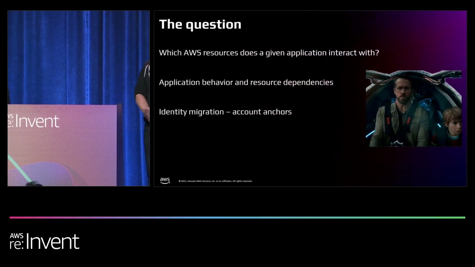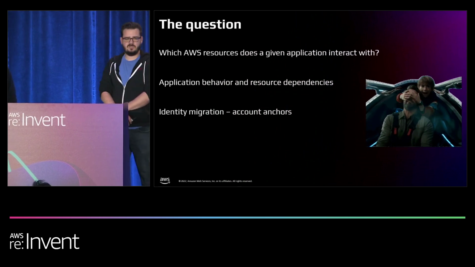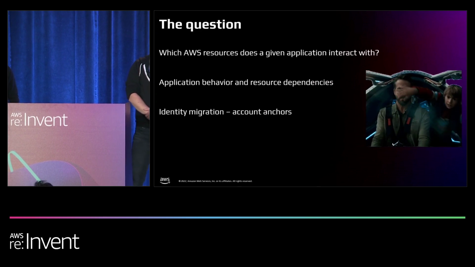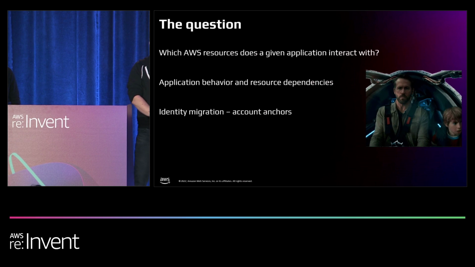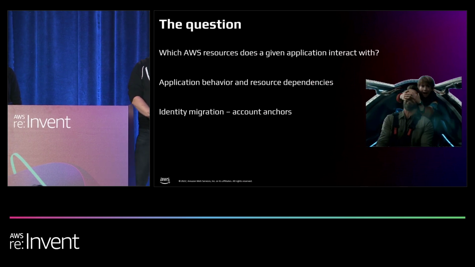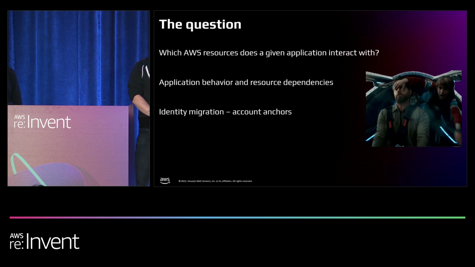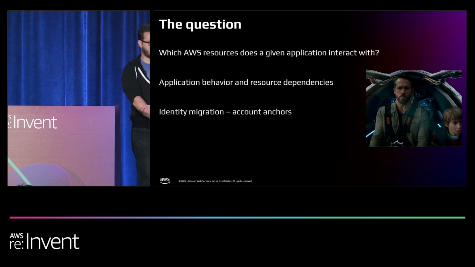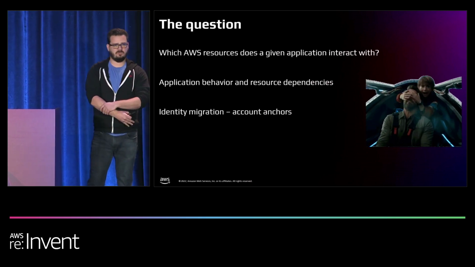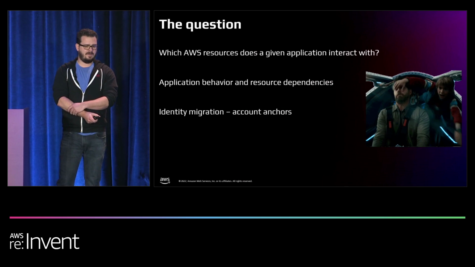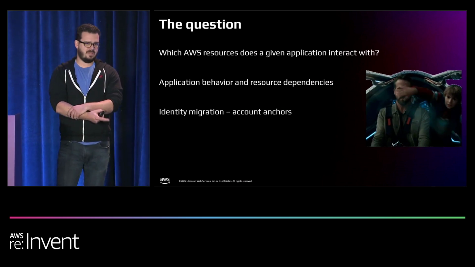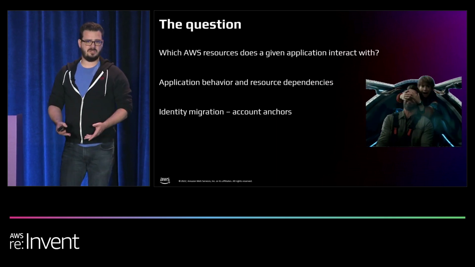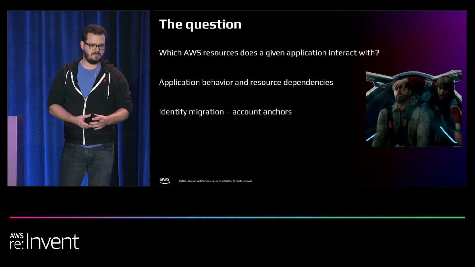The crux of what we're going to be talking about today comes down to our previous inability to answer a difficult question. That question being, what AWS resources does a given application and its associated IAM role interact with? Why did we need to answer this question? In the more generic sense, we wanted to understand application behavior and the AWS resource dependencies of that application. In other words, to identify the DynamoDB tables, the queues, the topics, all the different resources that an application might rely on in order to function reliably.